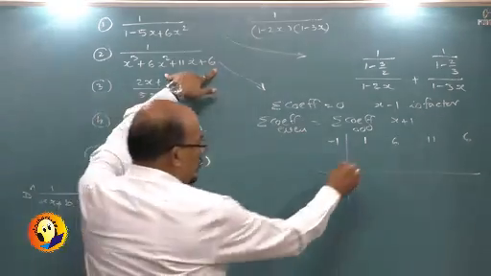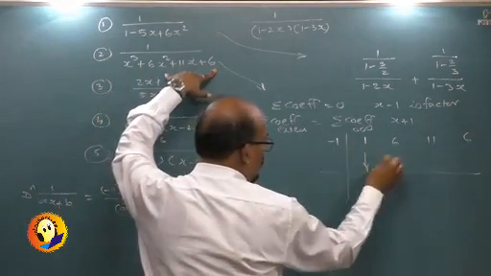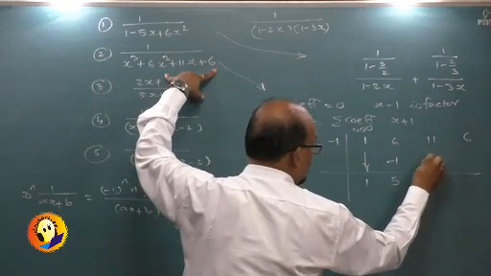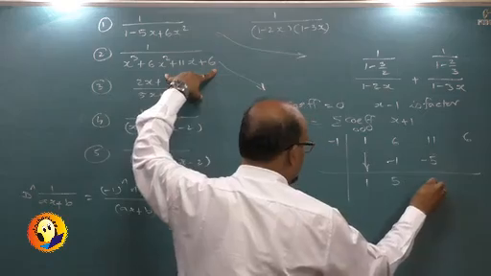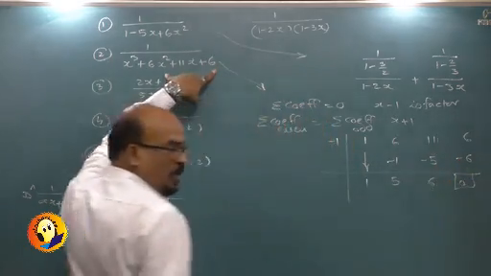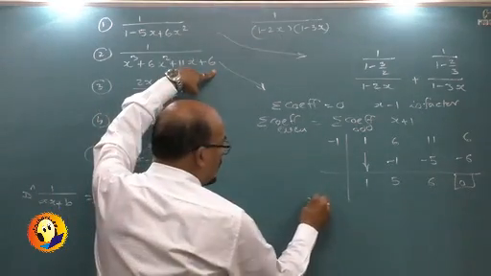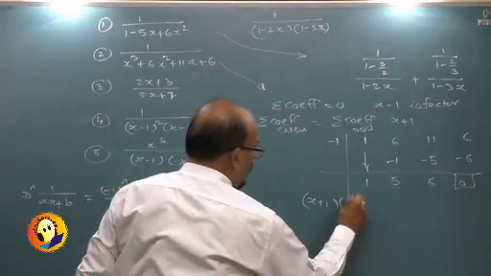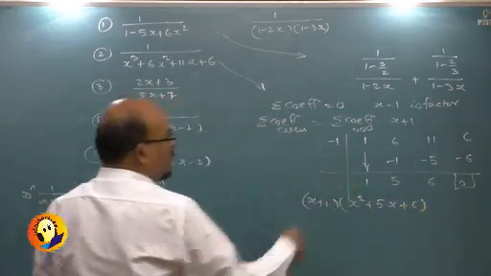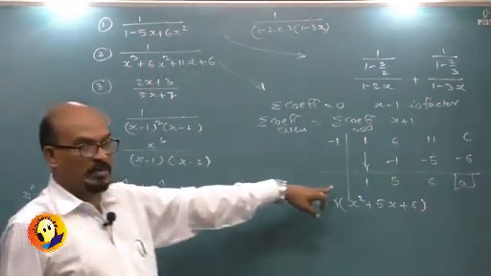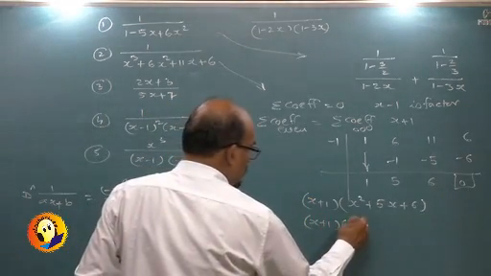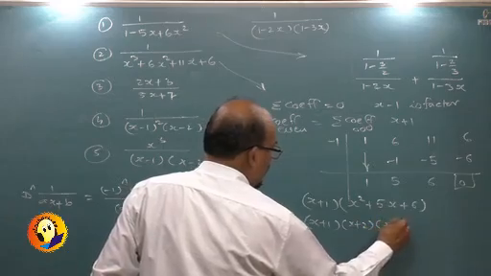Okay, so this 1 remains as it is. 1 into minus 1 is minus 1, and 6 minus 1 is 5. 5 into minus 1 is minus 5. 11 minus 5 is 6. 6 into minus 1 is minus 6. This is 0, so the remainder is 0. And so we get the factors as (x plus 1) into (x square plus 5x plus 6). Start with one power less. Originally it was cube, so it will start from square. And so the factors will be x plus 1, x plus 2, x plus 3.